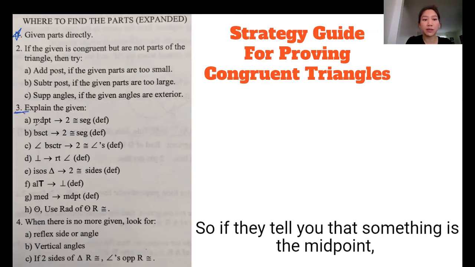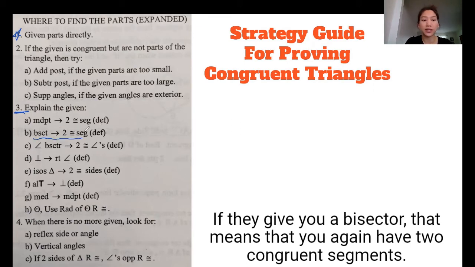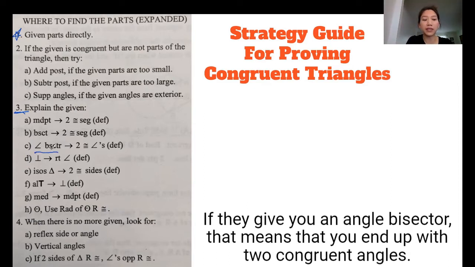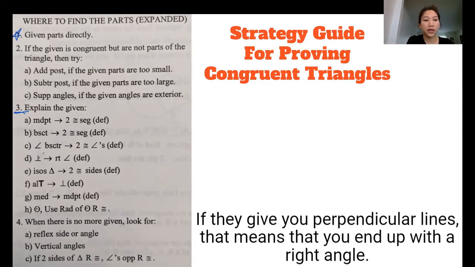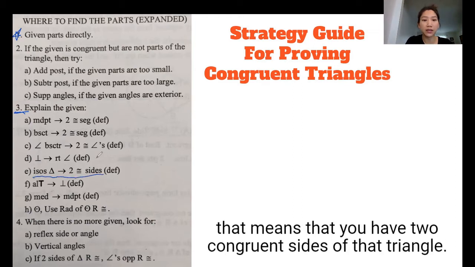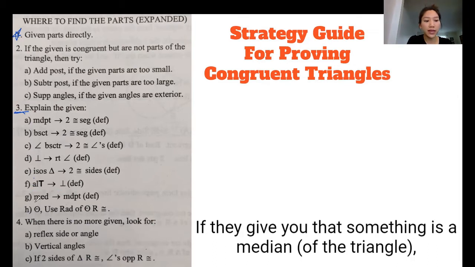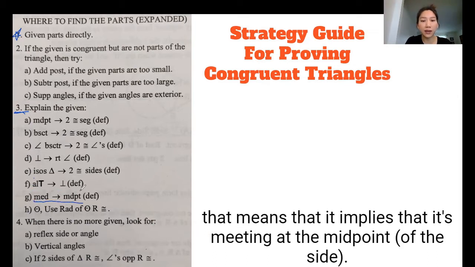If they tell you that something is the midpoint, that means that we have two congruent segments. If they give you a bisector, you again have two congruent segments. If they give you an angle bisector, you end up with two congruent angles. If they give you perpendicular lines, you end up with a right angle. If they give you an isosceles triangle, you have two congruent sides of that triangle. If they give you that a line is an altitude, two of the sides are perpendicular. If they give you that something is the median, it implies that it's meeting at the midpoint.